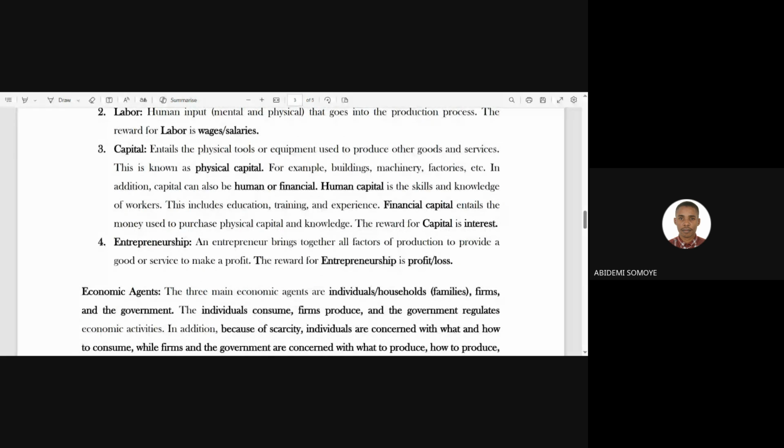The third, I said, capital, entails the physical tools or equipment used to produce other goods and services. This is known as physical capital. For example, buildings, machinery, factories. In addition, capital can also be human or financial. Human capital is the skills and knowledge of workers. This includes education, training, experience, while financial capital entails the money used to purchase physical capital and knowledge. The reward for capital is interest.